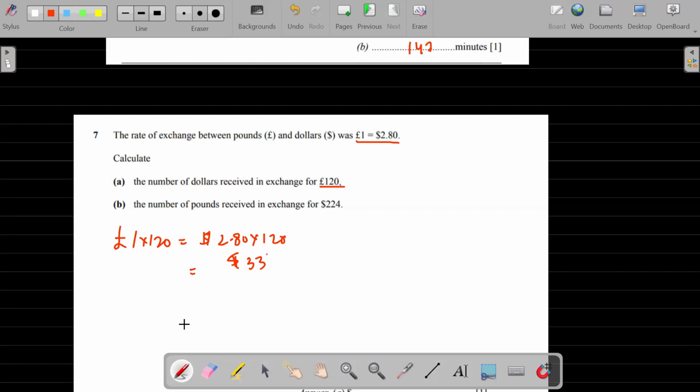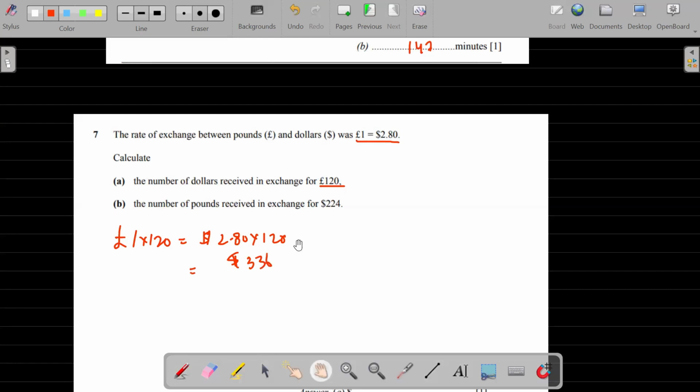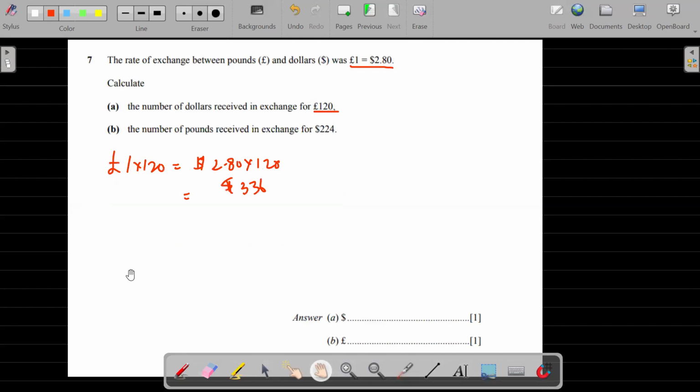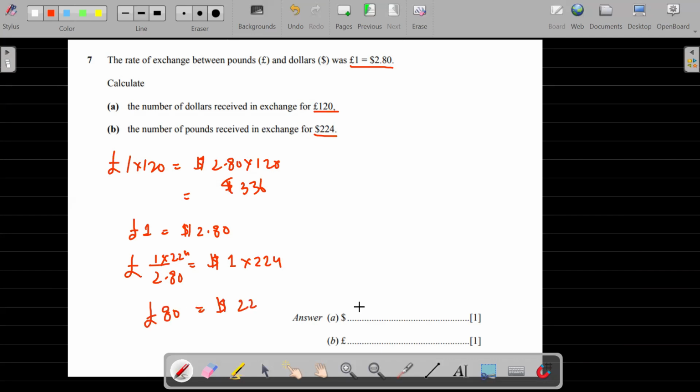$336. Clear, Fatma? Now the number of pounds received in exchange of $224. My exchange rate is same. 1 pound is equal to $2.80. It will be $1 because the quantity which is given, I have to make it one. To make it one, I need to take this on the other side. It is multiplied over here, on the other side it will be divided. Now simply multiply both sides with 224 divided by 2.80, which is 80 pounds. Is your answer correct, Fatma?